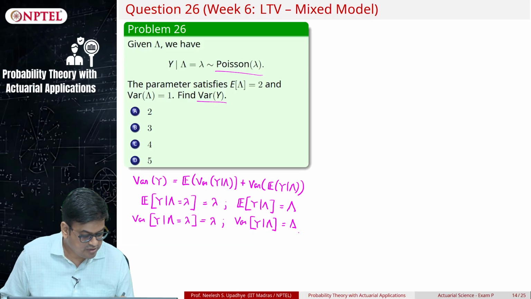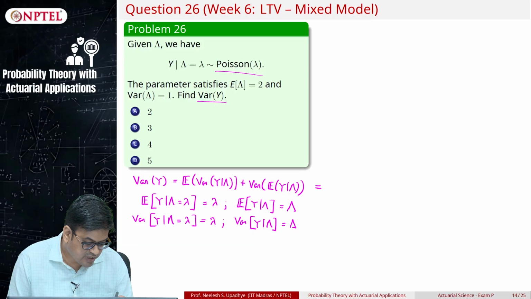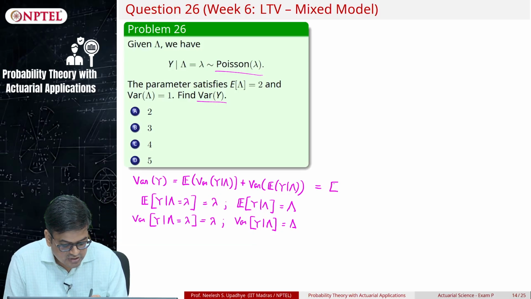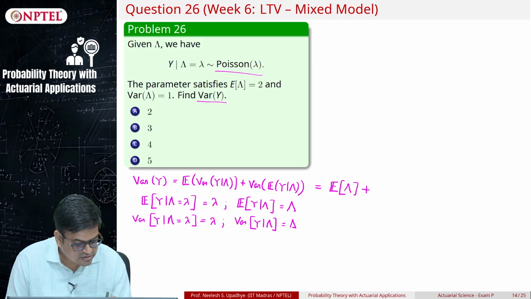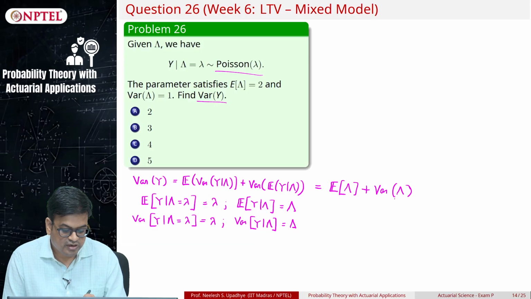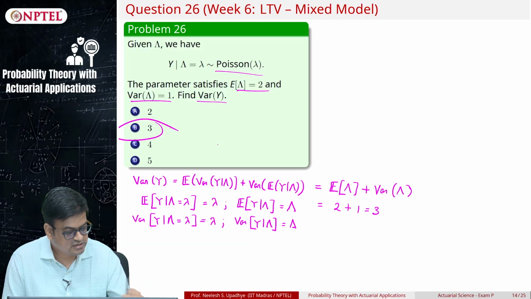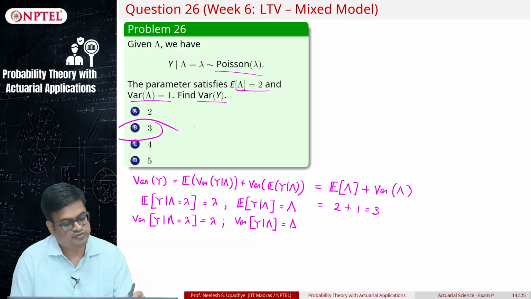Wonderful. That simply means if I use this particular thing and plug those values in here, what does this mean? Variance of y given lambda is lambda. So, the first term is essentially expected value of lambda, and variance of expected value of y given lambda is again lambda. So, the second term is variance of lambda, and do I know these two terms? They are readily given to me. So, it is basically 2 plus 1 equal to 3. How simple is this? That is this B. B is the final answer.